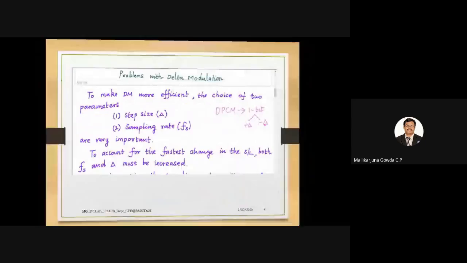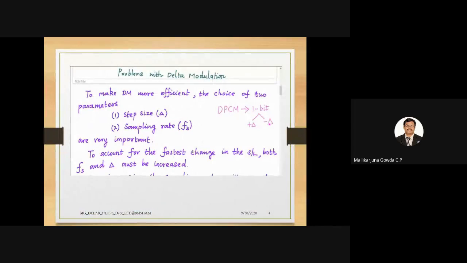Fine. So two things are important in case of delta modulation. One is the step size. Another one is the sampling rate. Okay. Fine.